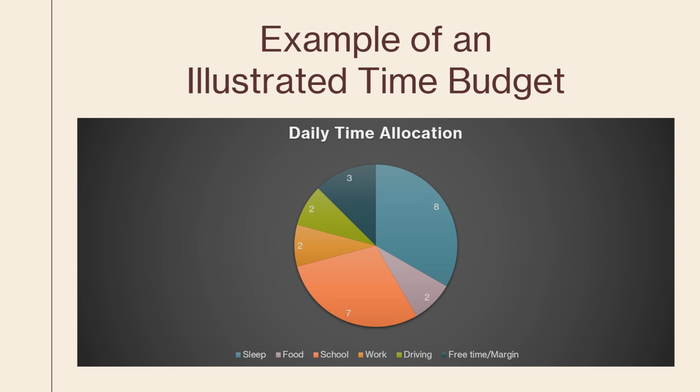You have to go to school. You spend 7 hours there maybe doing school and schoolwork. 2 hours for work, 2 hours for driving time, and then we have 3 hours of free time or margin in our day. So this is basically taking that budget that I showed you how to make in lesson 4.1 and then turning it into a picture, showing it in a pie chart.